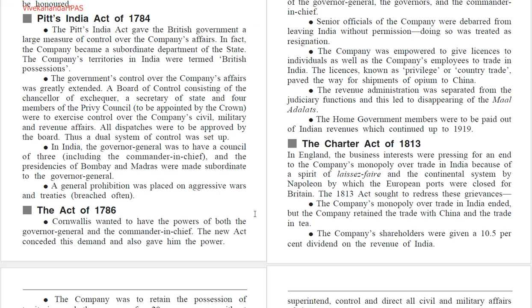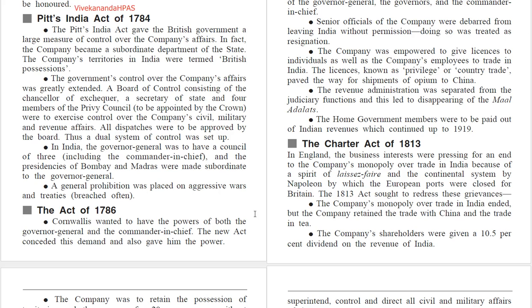Okay, he is the same Cornwallis who was fighting in the United States of America also. Okay, so he came to India in 1786. He said that I will have the powers of both Governor General and Commander in Chief. He was granted the power.